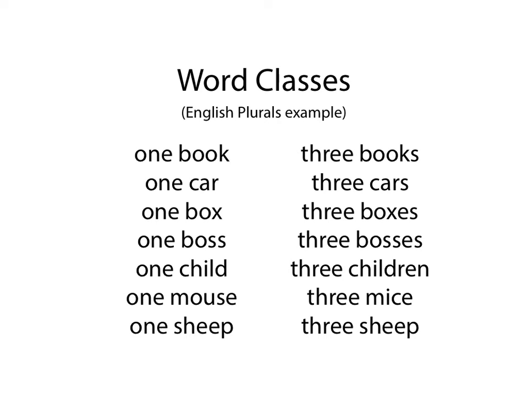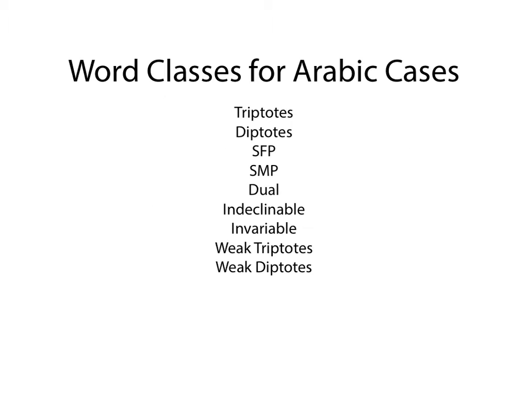When a person grows up learning English, they learn these word classes automatically. They don't actually know that they know a word class. They just know how to form the plural of any particular word, so they know what class words belong to intuitively. On this slide are listed the 9 basic word classes for Arabic cases.